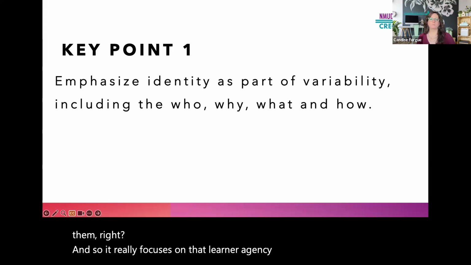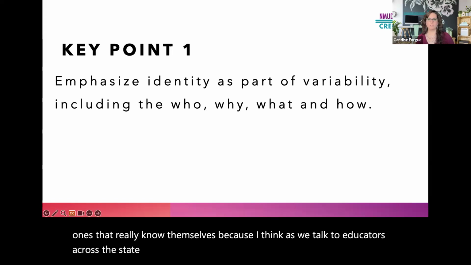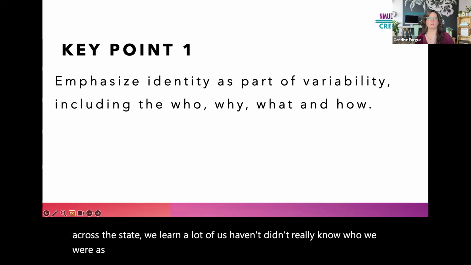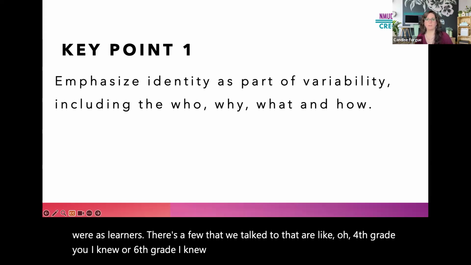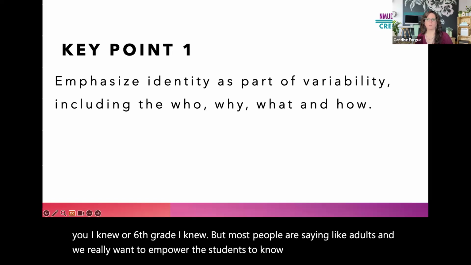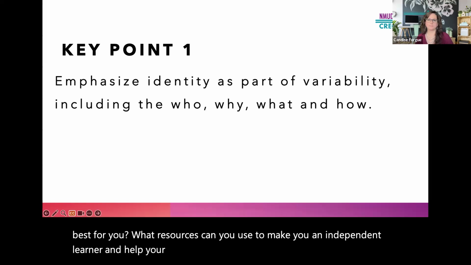And we want them to be the ones that really know themselves, because I think as we talk to educators across the state, we learn a lot of us didn't really know who we were as learners. There's a few that we talked to that are like, oh, fourth grade, I knew, or sixth grade, I knew, but most people are saying like adults. And we really want to empower the students to know, okay, what strategies work best for you? What resources can you use to make you an independent learner and help your learner agency?